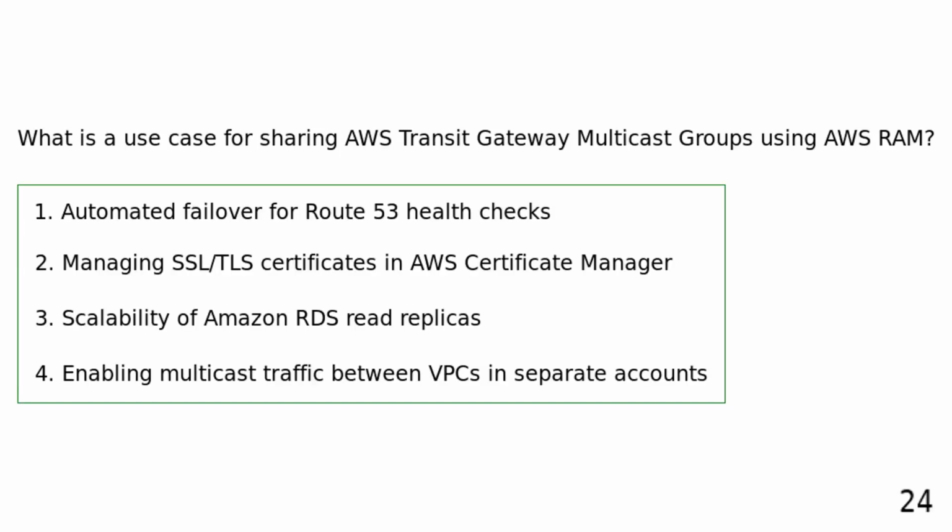What is a use case for sharing AWS Transit Gateway multicast groups using AWS RAM? Automated failover for Route 53 health checks. Managing SSL/TLS certificates in AWS Certificate Manager. Scalability of Amazon RDS read replicas. Enabling multicast traffic between VPCs in separate accounts.